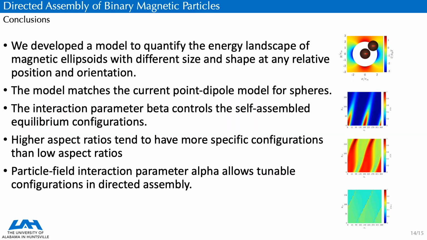To conclude, we developed a model to quantify the energy landscape of magnetic ellipsoids with different size and shape at any relative position and orientation. The model that we have matches the current point dipole model for spheres. The interaction parameter beta controls the self-assembled equilibrium configurations. Higher aspect ratios tend to have more specific configurations than low aspect ratios, and the particle-field interaction parameter alpha allows tunable configurations in directed assembly.